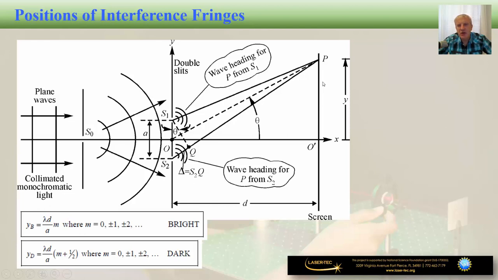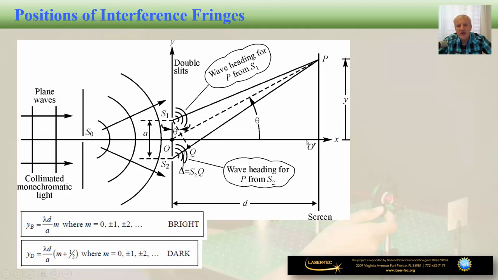Each of the bright or dark spots has its specific order. So we have a first order, second order bright spot, as well as first, second, third, etc. order of the dark spots. The order is basically defined by the location of the bright or dark spot relative to the axis of the experiment. So for example, the first bright spot would appear for m equal to 0. So if you take m equal to 0, you'll see that this y sub b is gonna turn out to be equal to 0.